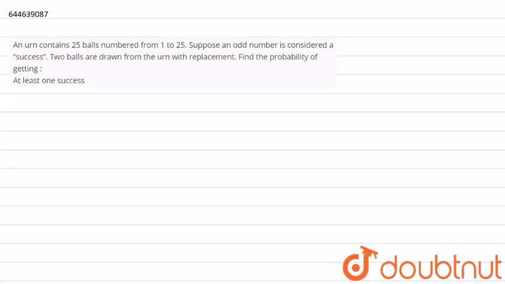So the question for today is that an urn contains 25 balls numbered from 1 to 25. Suppose an odd number is considered a success, then two balls are drawn from the urn with replacement. So find the probability of getting at least one success.